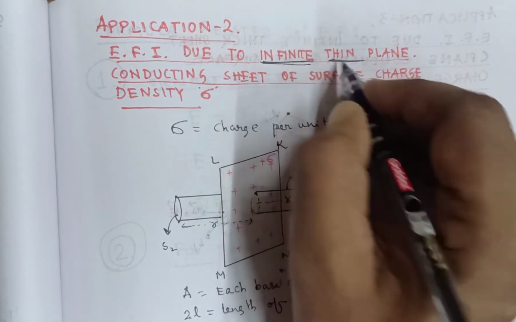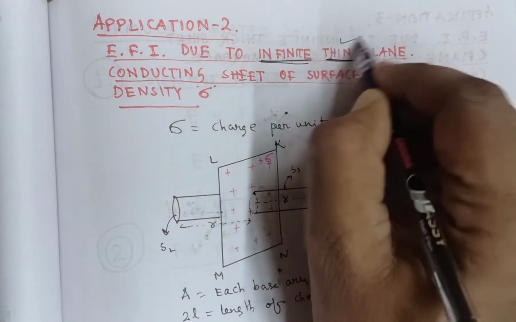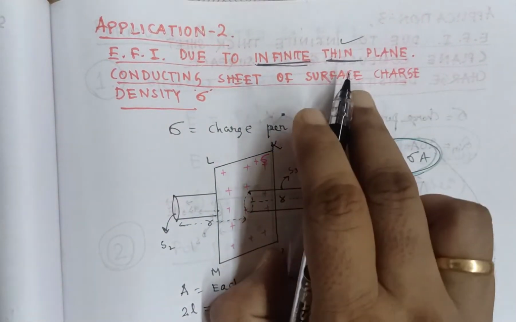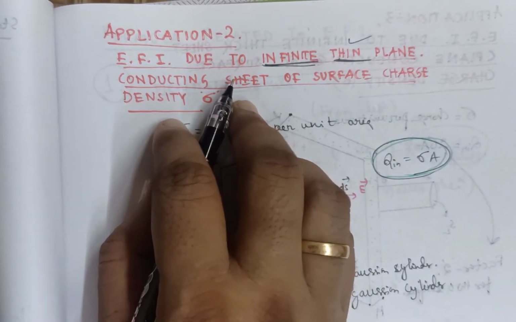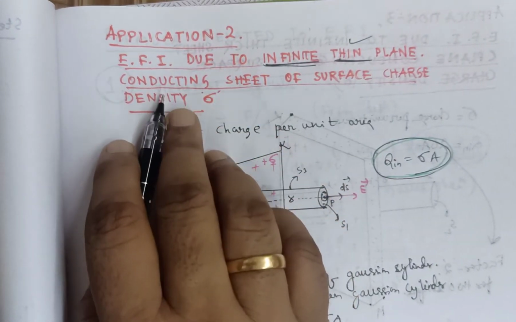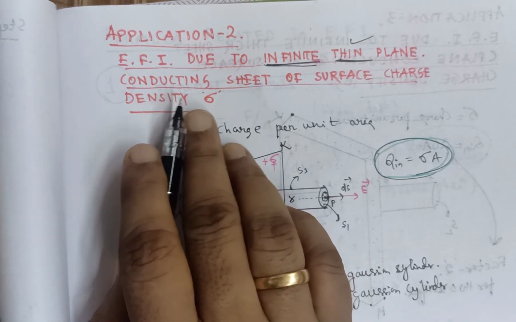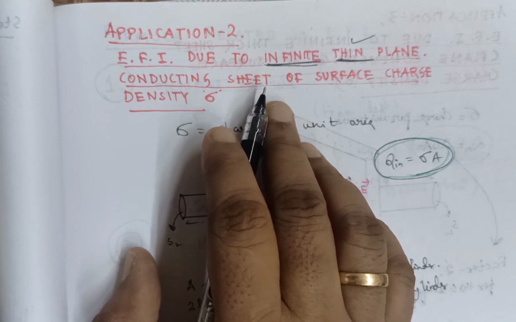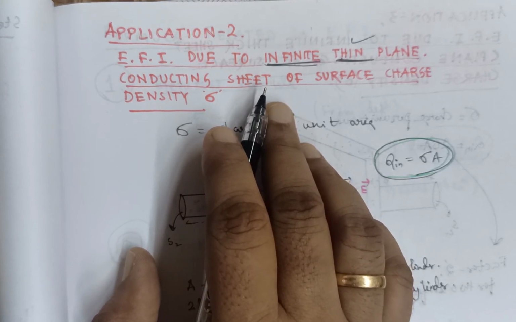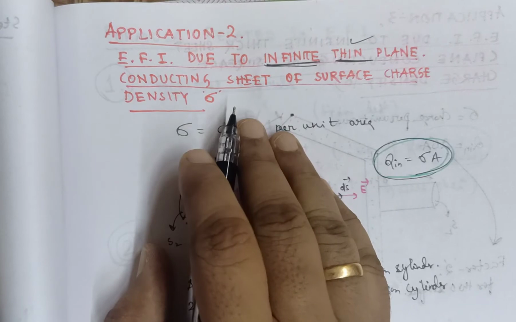Very thin means it's like a paper sheet, a very thin plane. Plane means the surface is plane, and a conducting sheet means charge is distributed on its surface. As it is very thin, we can consider it only one surface. If it is thick, then we will choose an upper surface and a lower surface.